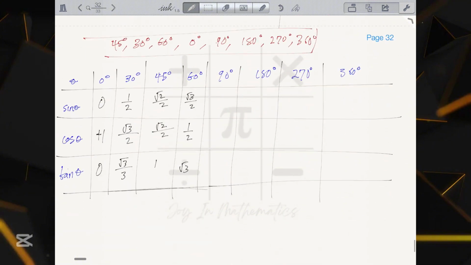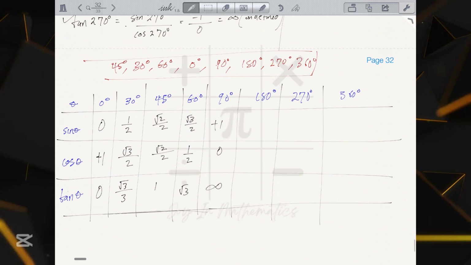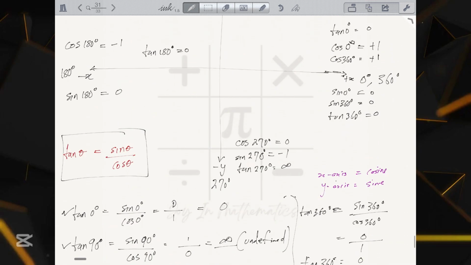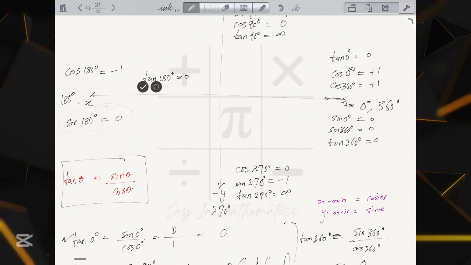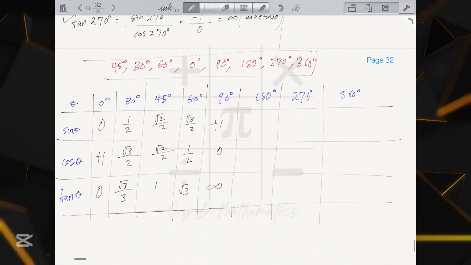So sine 90 degrees, positive 1, cos 90 degrees 0, and tan 90 degrees undefined. And 180 degrees now. 180 degrees is here. Sine 180 degrees 0, cos 180 degrees -1, and tan 180 degrees is 0.